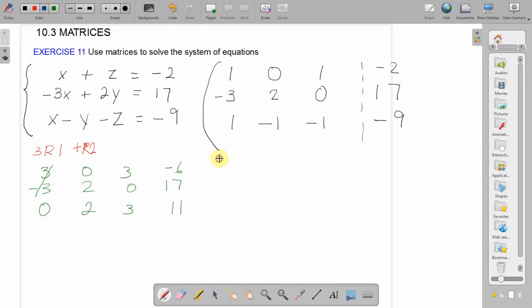Alright, so now I have a new matrix. We have a 1, 0, a 1, and a negative 2. And then we have a 0 here, 2, oh, no. This is the one that replaces it. So 0, 3, and an 11. And the third one, for now, remains the same.